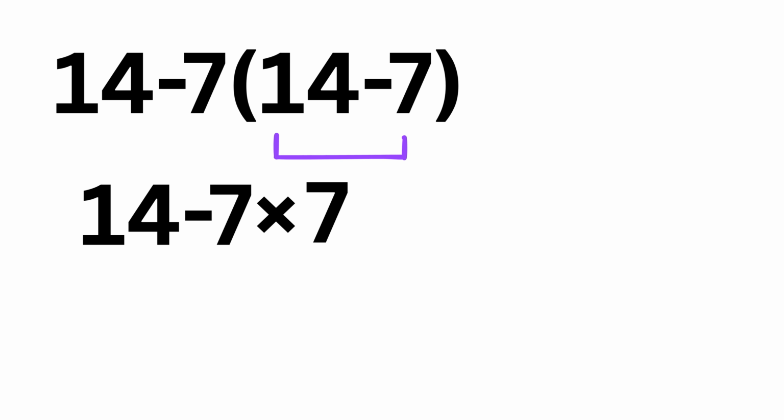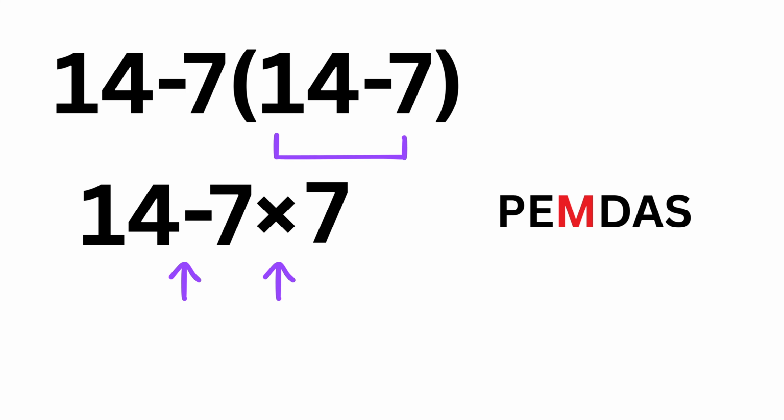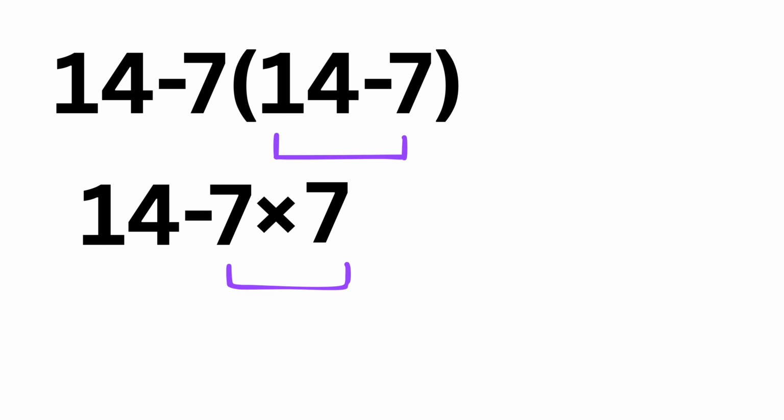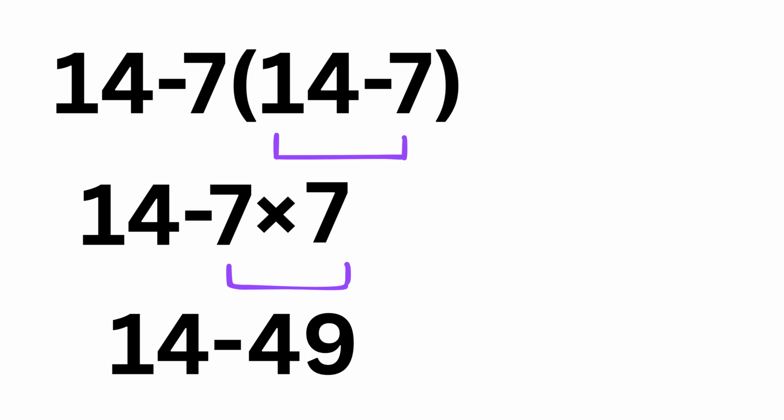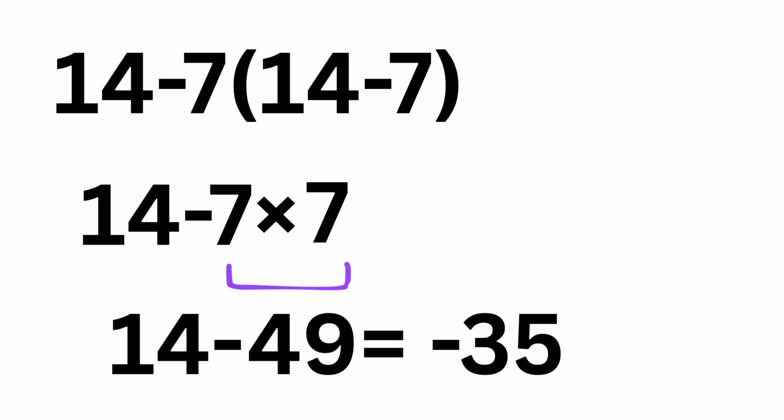Now we have one subtraction and one multiplication. Here, multiplication comes before subtraction. So in this step, we have to do the multiplication. 7 times 7 gives us 49. So we have 14 minus 49, which equals minus 35. And this is our final answer.